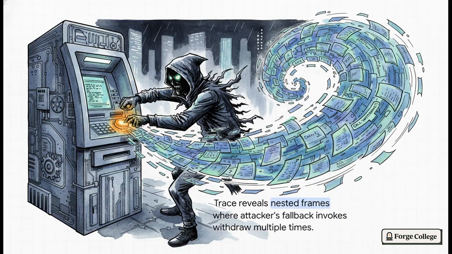And wow, the evidence is pretty damning. It clearly shows the attacker's contract repeatedly diving back into the withdraw function. Since the bank sends the ether first, it triggers the attacker's fallback function, which basically just screams, hey, withdraw again. This creates these nested call frames in a continuous loop. Basically, the attacker is just mashing the ATM withdraw button over and over again, way before the bank's internal ledger ever gets a chance to deduct a single penny.